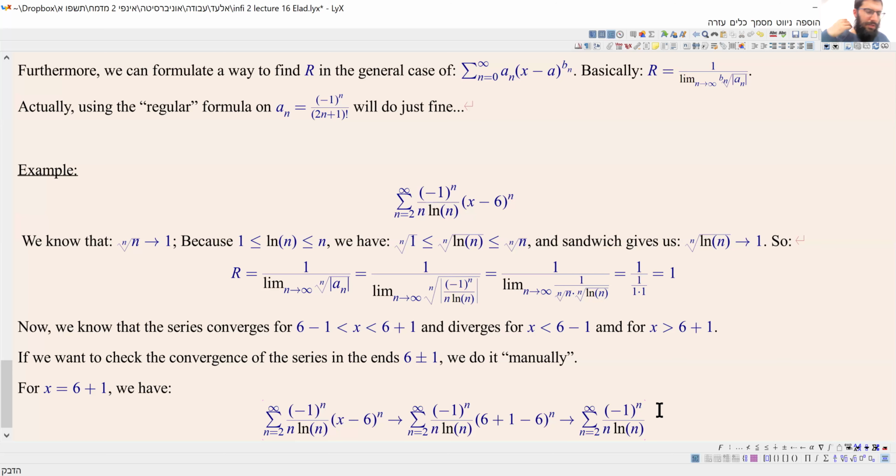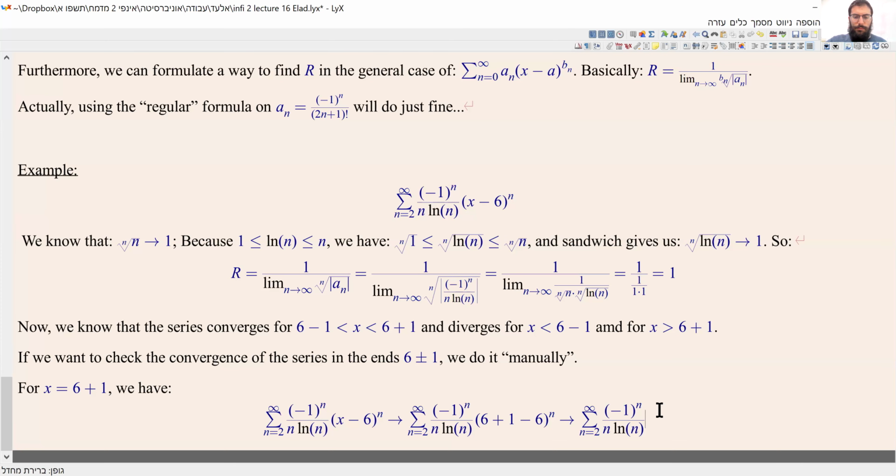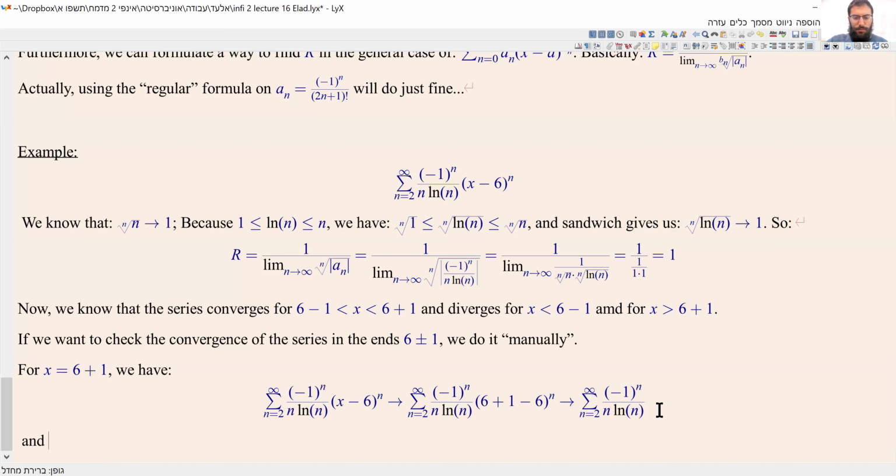We ran out of time, so I write it down quickly. This series converges. The exact theorem is Leibniz: minus 1 to the power of n, times a series that is going to 0, is convergent by Leibniz, or Dirichlet, which is the general case of Leibniz.